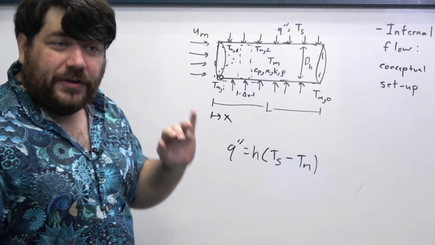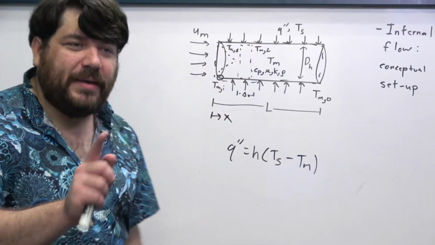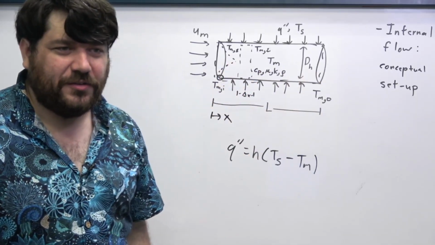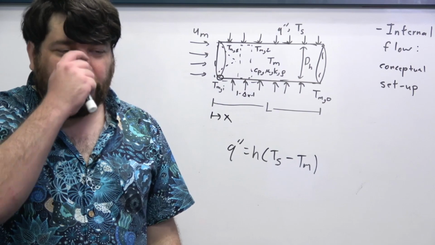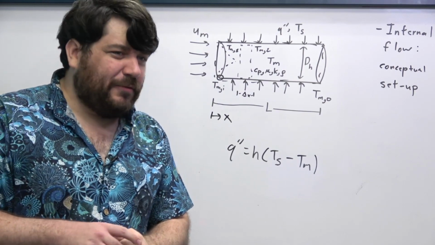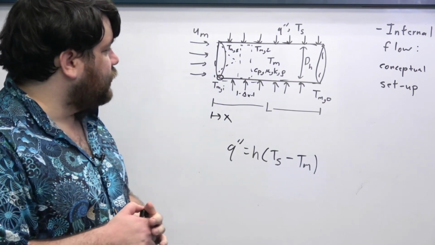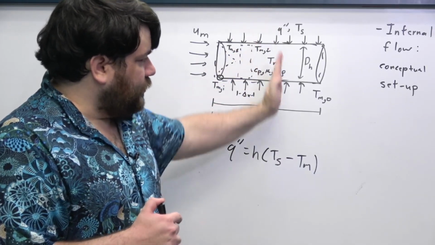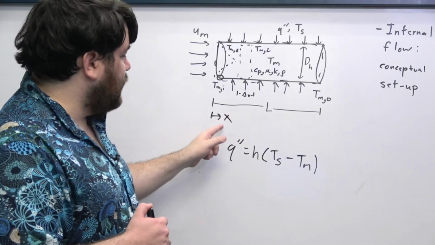After that entrance region concludes, we assume that the flow all the way up to the outlet is called fully developed. What that really means is that the characteristics of the flow are not going to change from here to here to here. They're going to be independent of x past the entrance length.